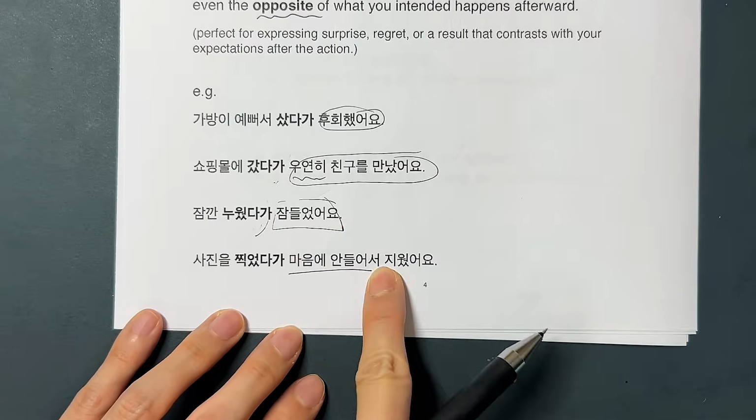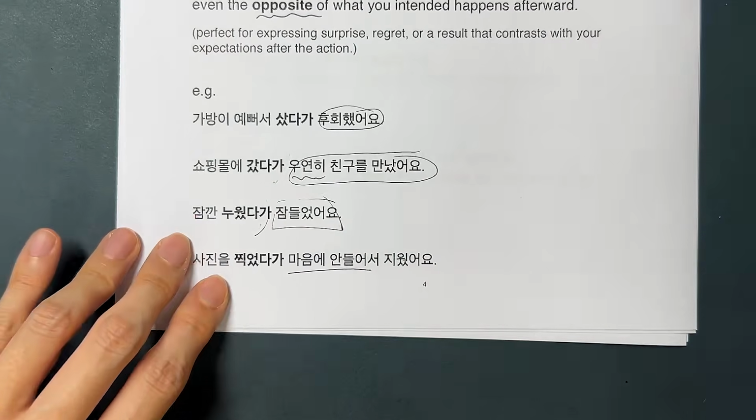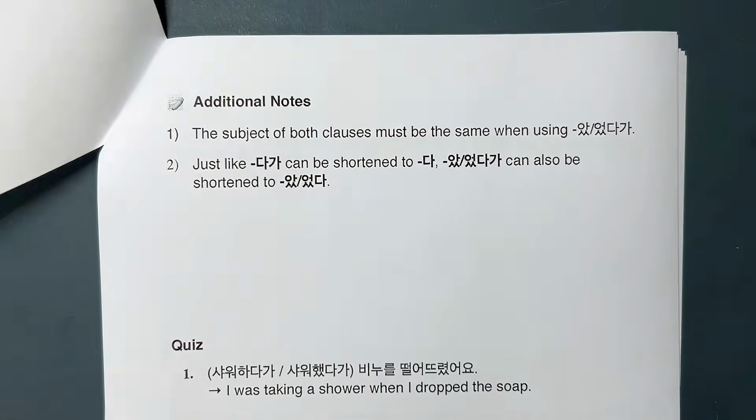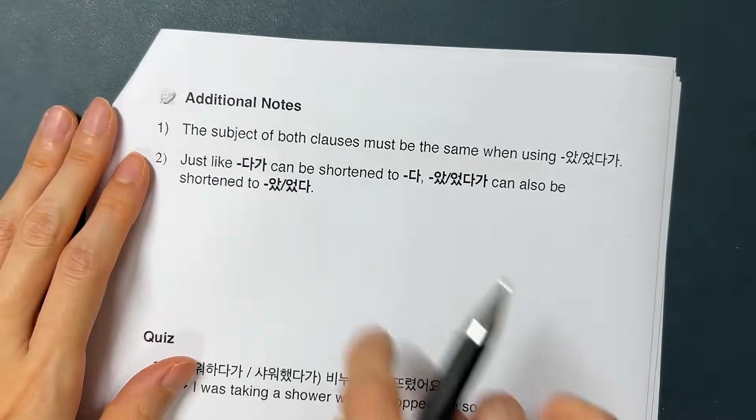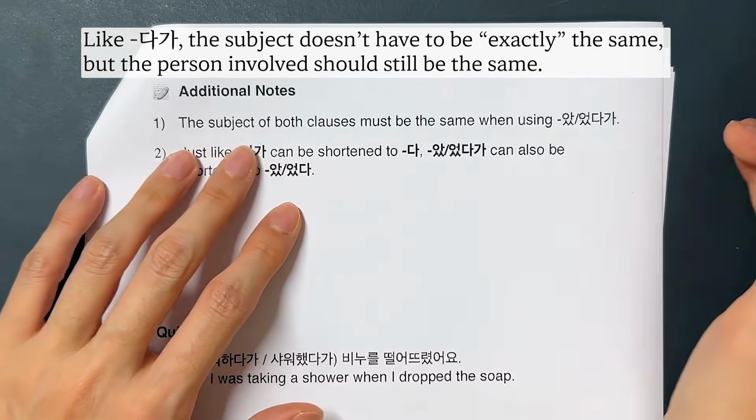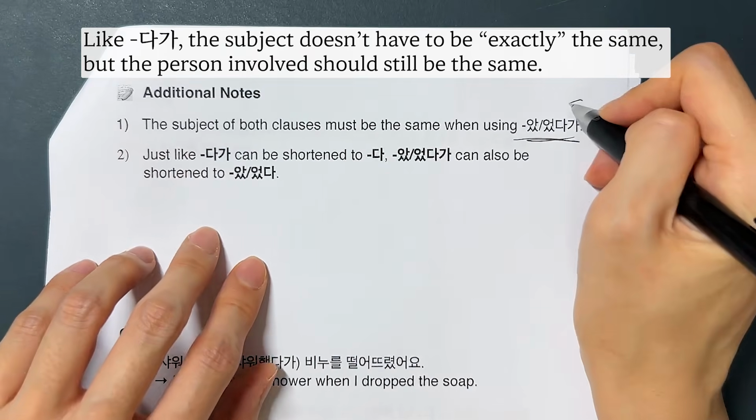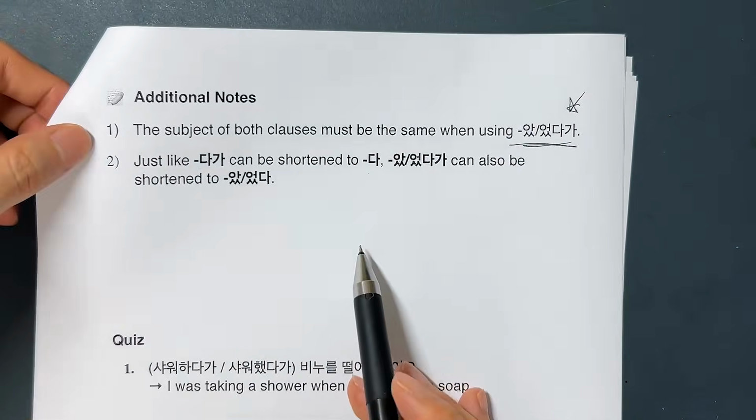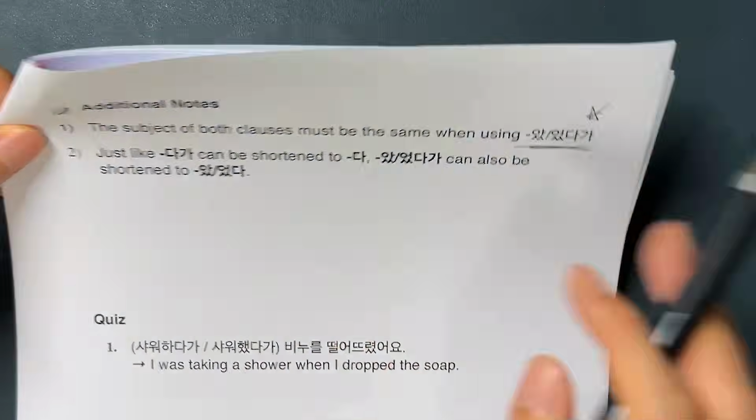So 마음에 안 들었어요. I didn't like it, so I erased it. 지웠어요. So that's the main thing to note about 았/었다가, which is quite straightforward and easy to understand, right? And as for the additional notes, the subject of both clauses must be the same when using 았/었다가. And just like 다가 can be shortened to 다, 았/었다가 can also be shortened to 았/었다.